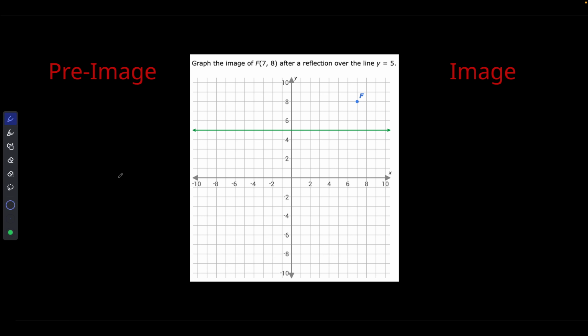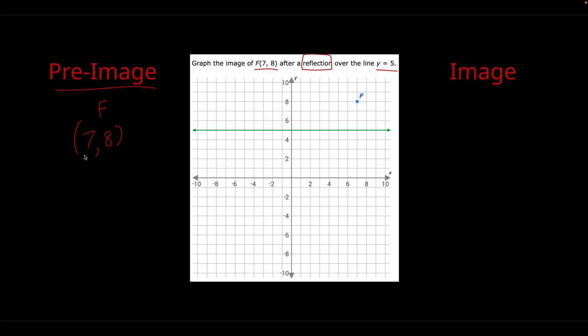Here we go. So it says graph the image of F (7, 8). F is already on the graph for us here, so cool. After a reflection, that's the new thing today, over the line y equals 5. Y equals 5 is also graphed for us. That's the green line that you see on the graph. So the pre-image is what we started with. So we started with F located at (7, 8). Think of preseason or prequel.